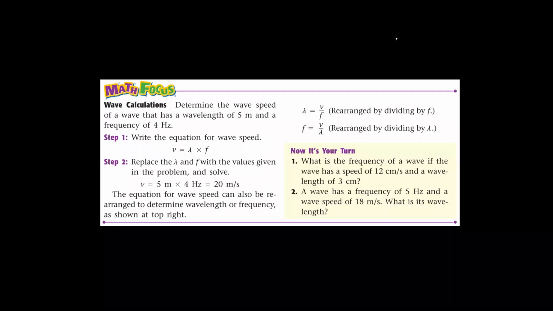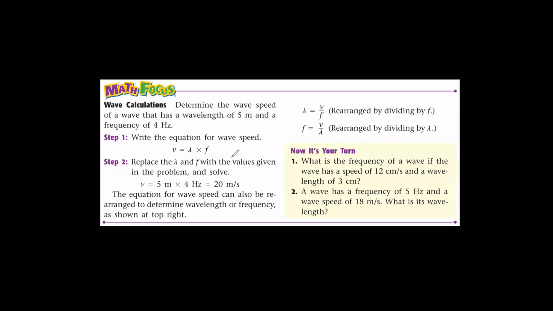Okay, we have these questions here. Let's try them out together and we see what we know. So determine the wave speed of a wave that has a wavelength of 5 meters and a frequency of 4 Hz. This one has been done for us already. So from the wave equation here, we can see that wave velocity is given by lambda times frequency, and the answer is 20 meters per second.